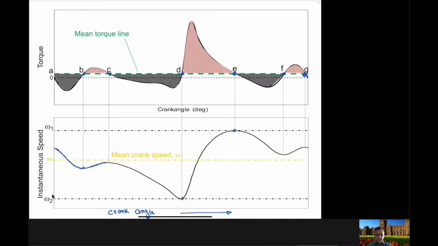Now, as you can see, the speed of the crankshaft is again not constant. It's changing between this omega 1 and omega 2. Omega 1 is the maximum speed of the crankshaft. Omega 2 is the minimum speed of the crankshaft. But the mean speed of the crankshaft, which is this omega here, you can calculate that omega is equal to omega 1 plus omega 2 divided by 2. So if you do this, you will get the mean speed of the crankshaft here.